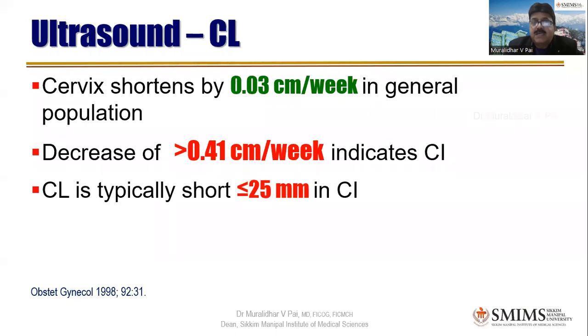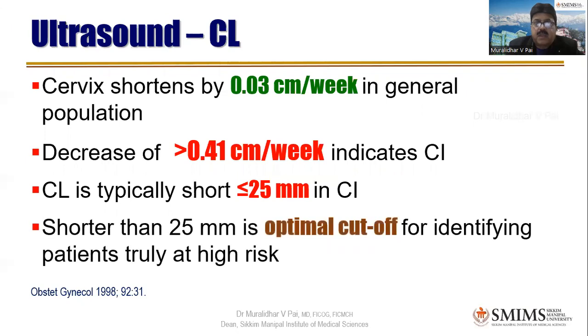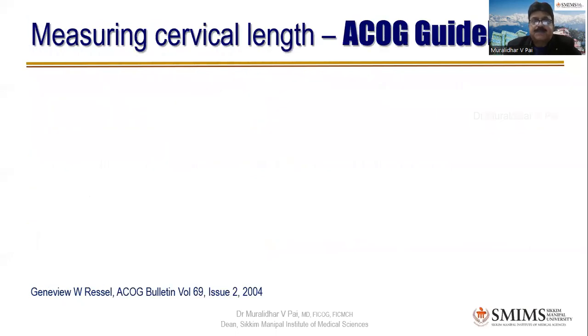Cervical length is typically short, that is equal to or less than 25 millimeters, in cervical insufficiency. Of course, once it reaches that level, there onwards you are alerted that it's a case of cervical insufficiency now. Shorter than 25 millimeters is the optimal cutoff for identifying patients truly at high risk and probably to decide who requires the treatment with whichever modality I'm going to talk about.